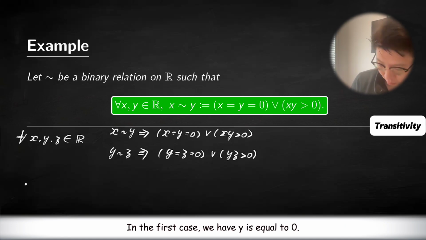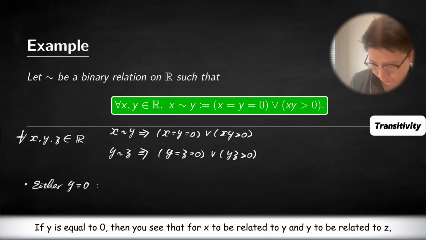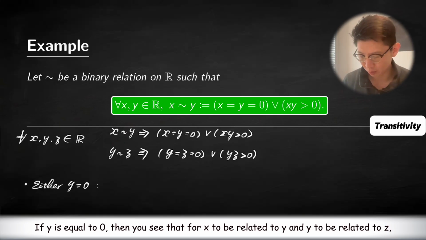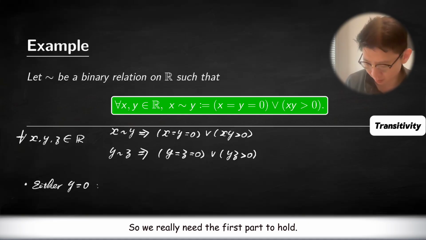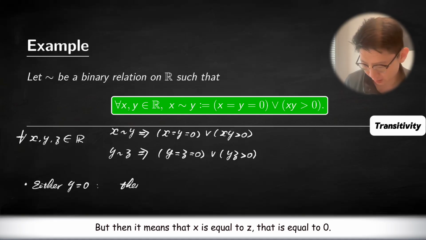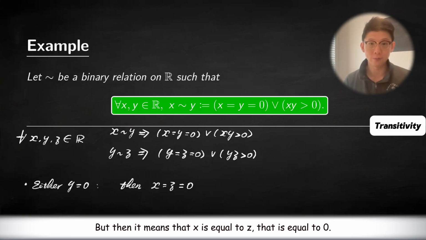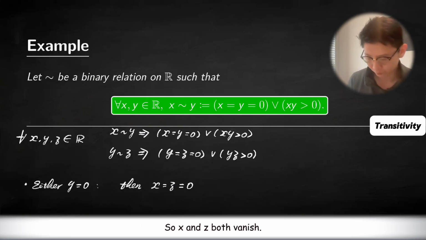In the first case, we have y is equal to 0. If y is equal to 0, then you see that for x to be related to y and y to be related to z, the second part will no longer hold. So we really need the first part to hold. But then it means that x is equal to z, that is equal to 0. So x and z both vanish.